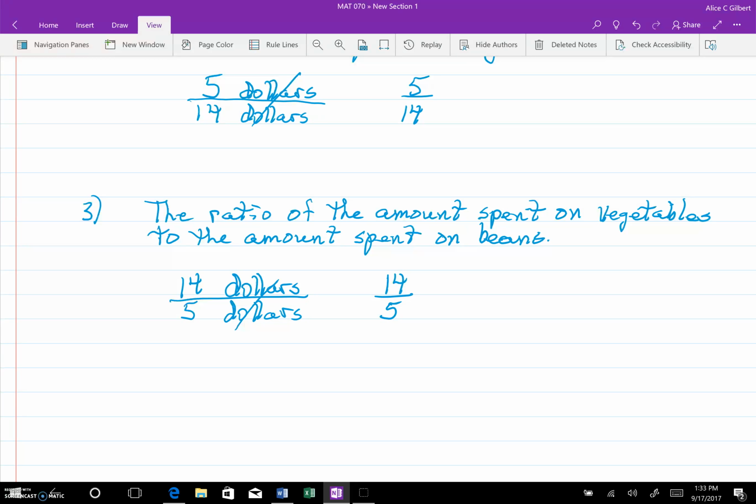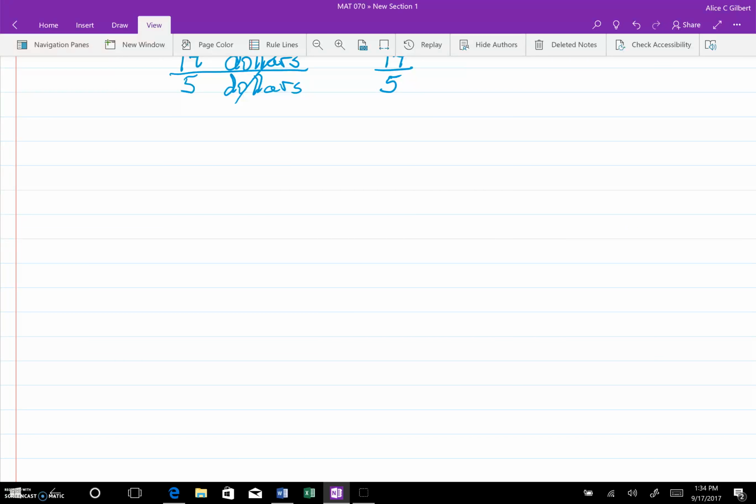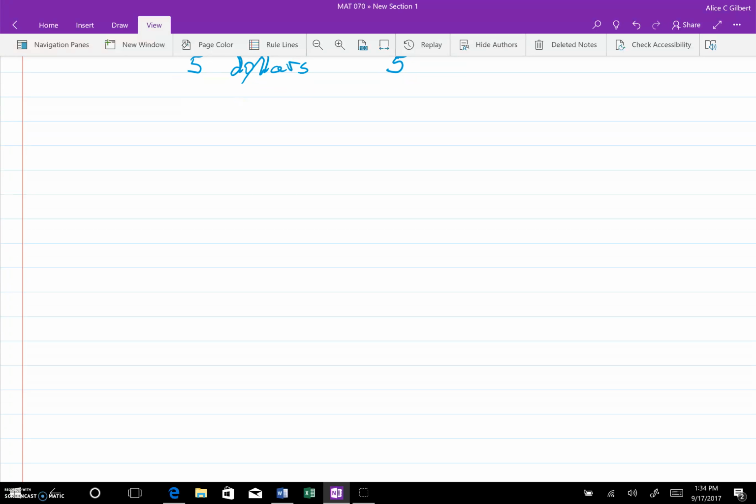Let's go on. Ratios, just like any other fraction, always need to be in lowest terms.